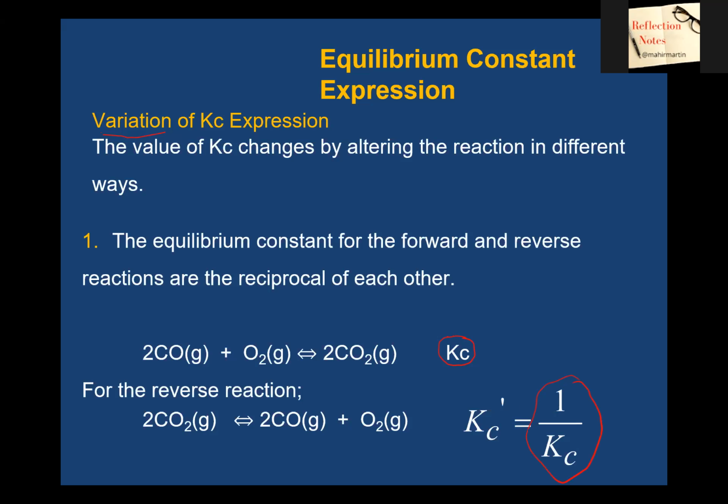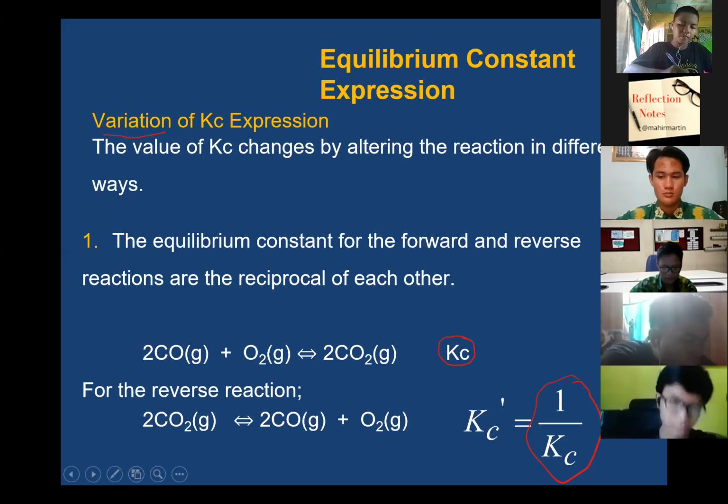So don't be confused with the delta H. If you reverse the reaction, the delta H becomes the negative, right? Positive becomes negative, negative becomes positive, just the opposite. But here, it is not the opposite. The Kc prime, the second Kc, when you reverse the reaction, will be the reciprocal of the first Kc. I mean, it is 1 over Kc. Right, is it clear?